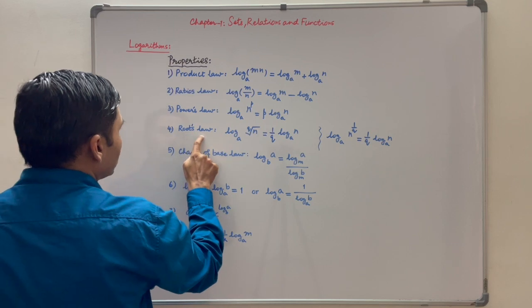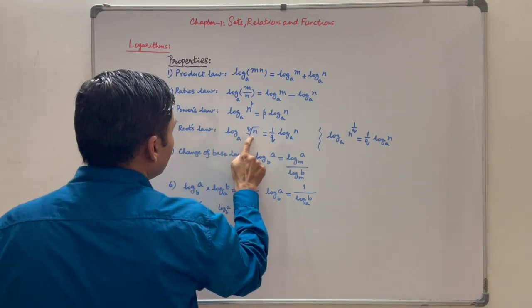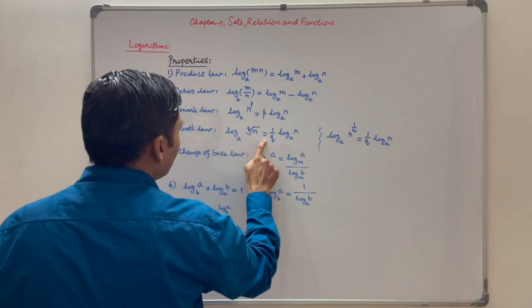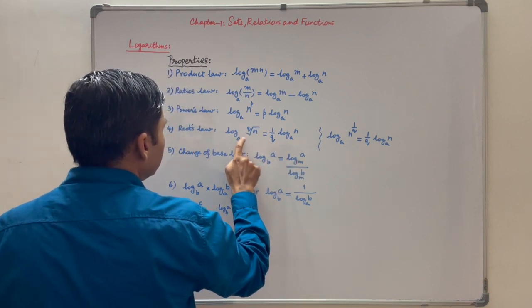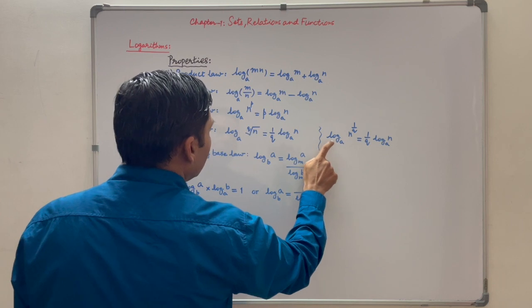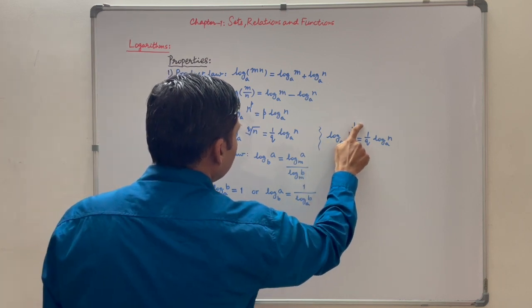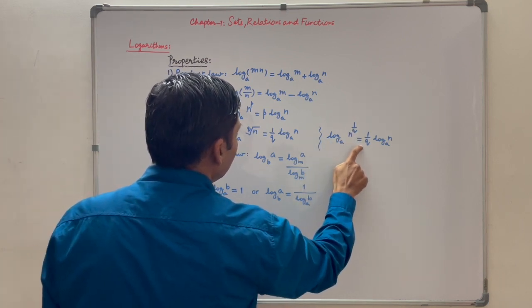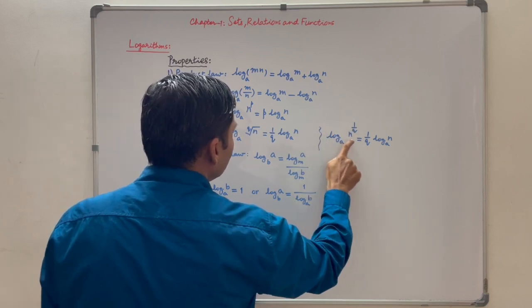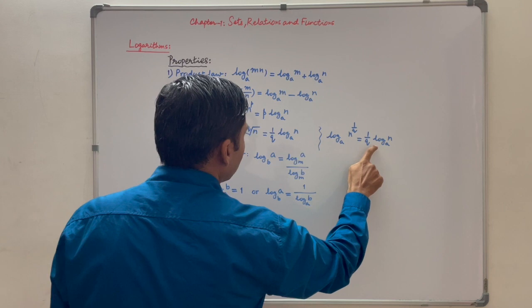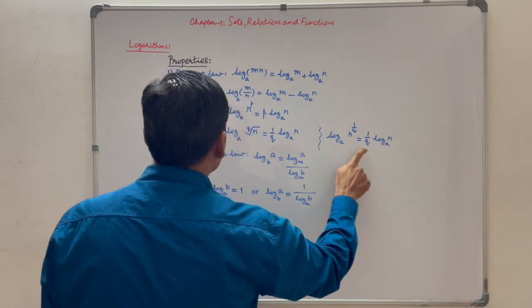Fourth one, roots law. Log of the qth root of n to the base a is equal to 1 by q log n to the base a. Alternatively, this can be written as log n to the power 1 by q to the base a, which is equal to, now using the power law, 1 by q can be shifted here. So it will be equal to 1 by q times log n to the base a.